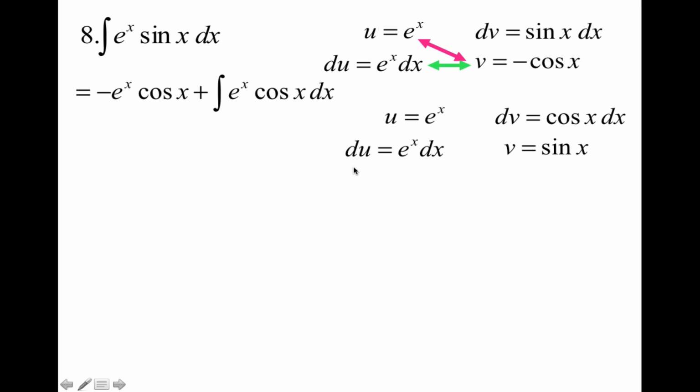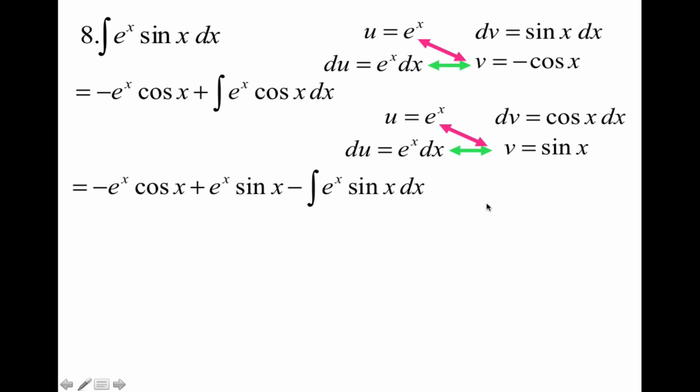Here you should notice that you're going to have to use integration by parts again. So I'm going to let u be e to the x again. dv is going to be cosine dx. Differentiate, integrate, and multiply the u and v, subtract the integral of v du. So I get the following. Now, here I'm going to have to integrate by parts again.